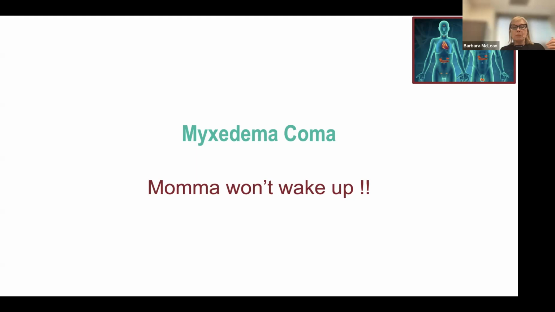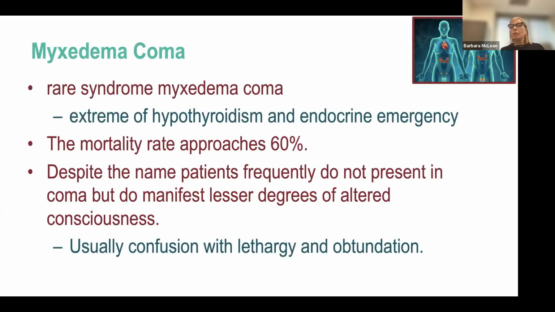Called EMS. EMS brings her to the hospital. Of course, the first thing you're concerned with is Mama's had a stroke. But Mama also can be in a coma because of undiagnosed hypothyroidism. Now, it's relatively rare, but it is a significant endocrine emergency, and mortality rate approaches around 60%.